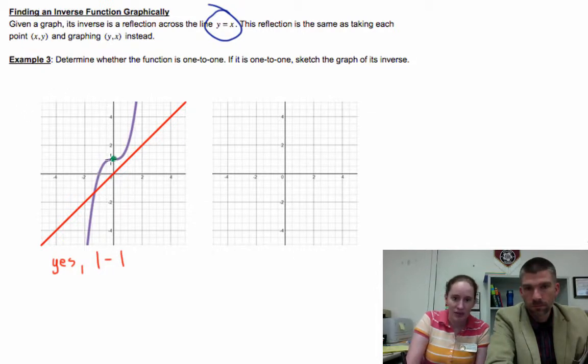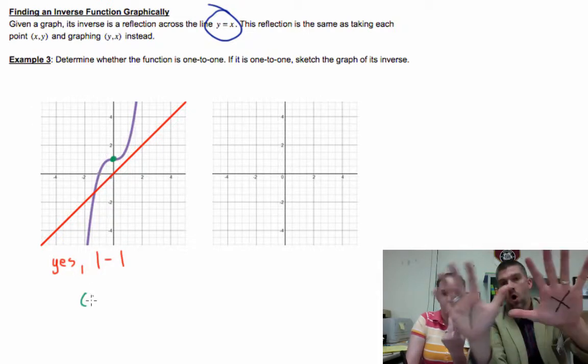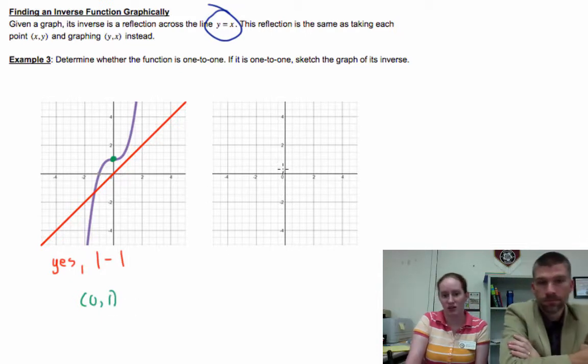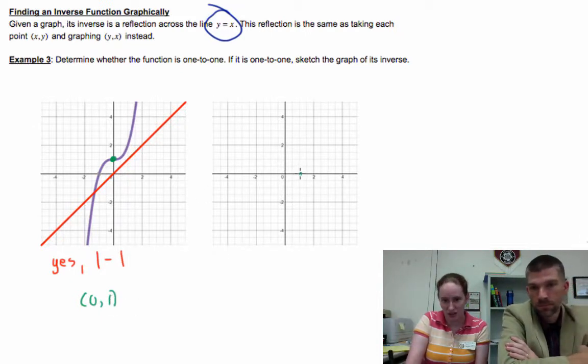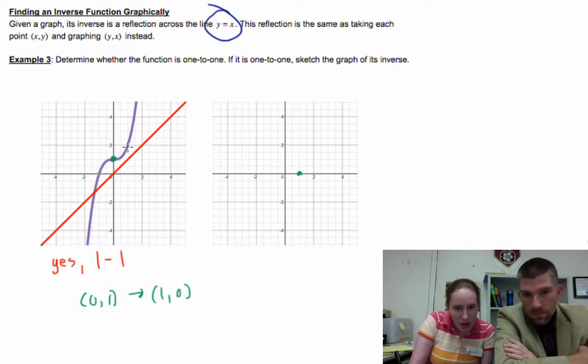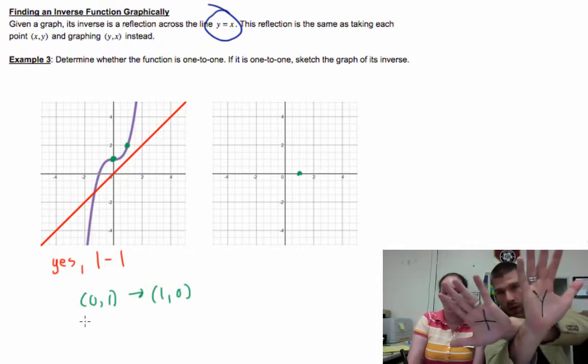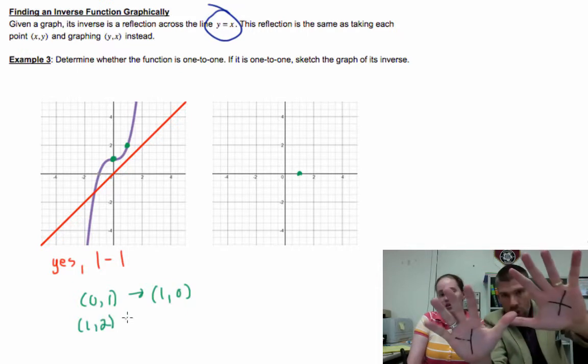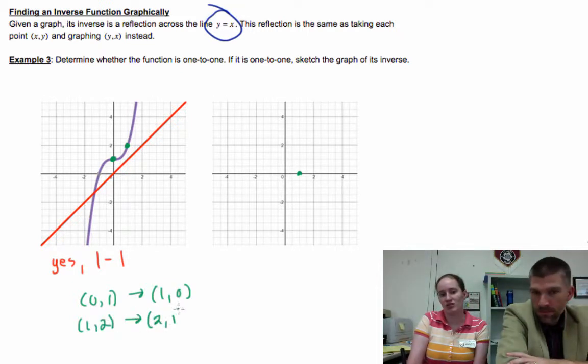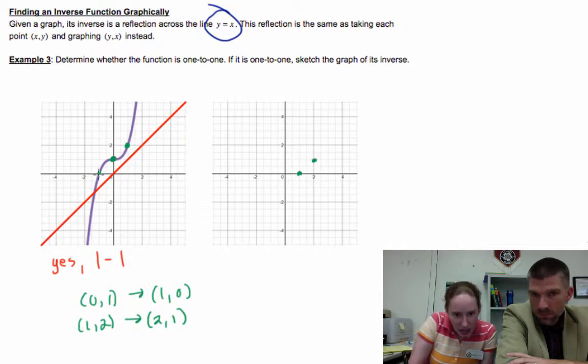Like this point, 0, 1. Okay, switch the x and the y. 1, 0. Okay, so we actually have another graph here. I guess I should be drawing on that one. 1 switches to 0. Okay, let's pick another point. How about 1, 2? 1, 2 becomes 2, 1. Approximating is fine, so you get the general shape.